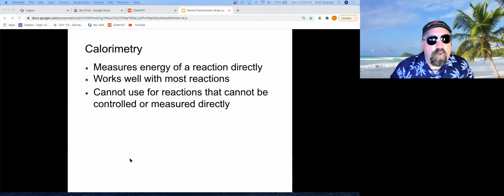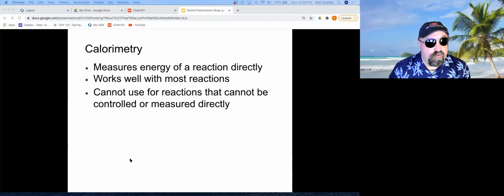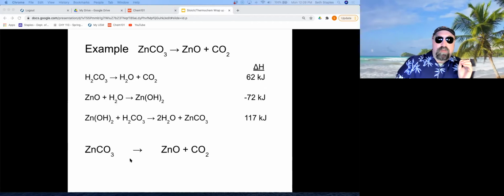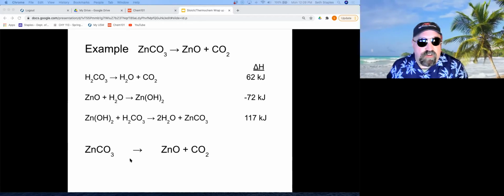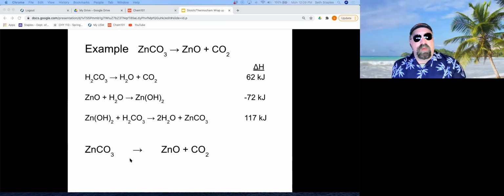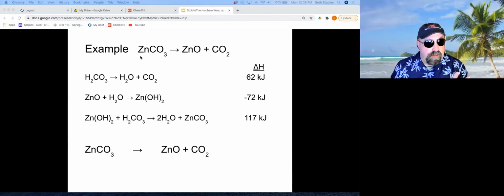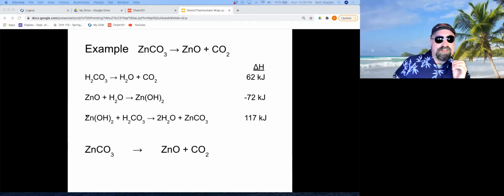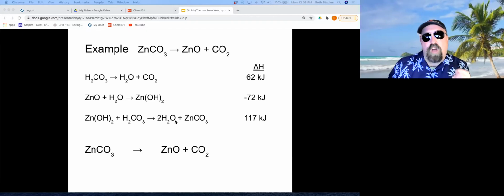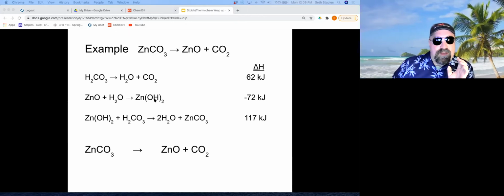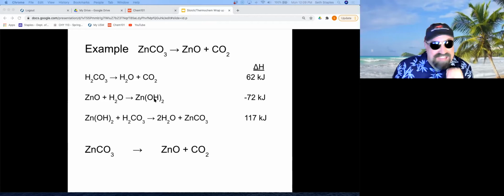That does not, however, work well for reactions that can't be either controlled or directly measured. So we also talked about using Hess's law, in which we're going to combine different reactions in order to get to our target reaction. In this example that we looked at, we want to know the information involved with the decomposition of zinc carbonate. We can't measure this reaction directly, but we do have information for these three reactions. And so what we have to do in Hess's law problems is find out how to manipulate these equations so that the things that we don't need cancel each other out.